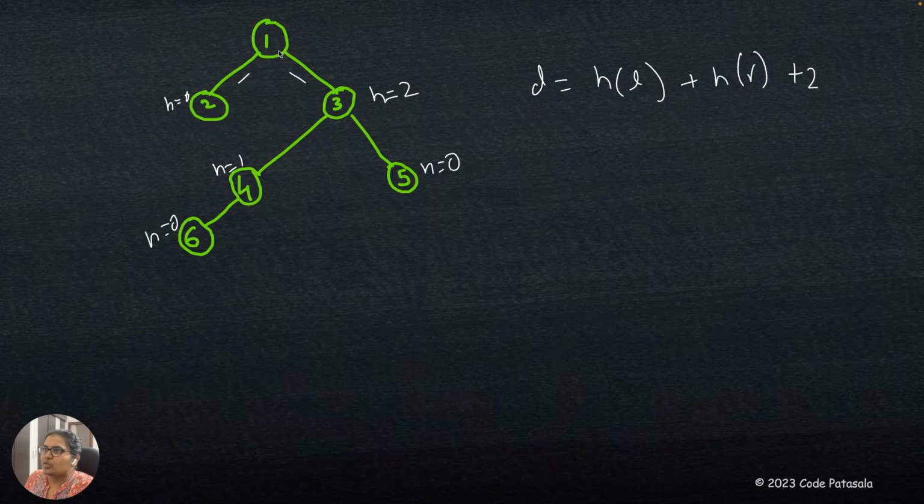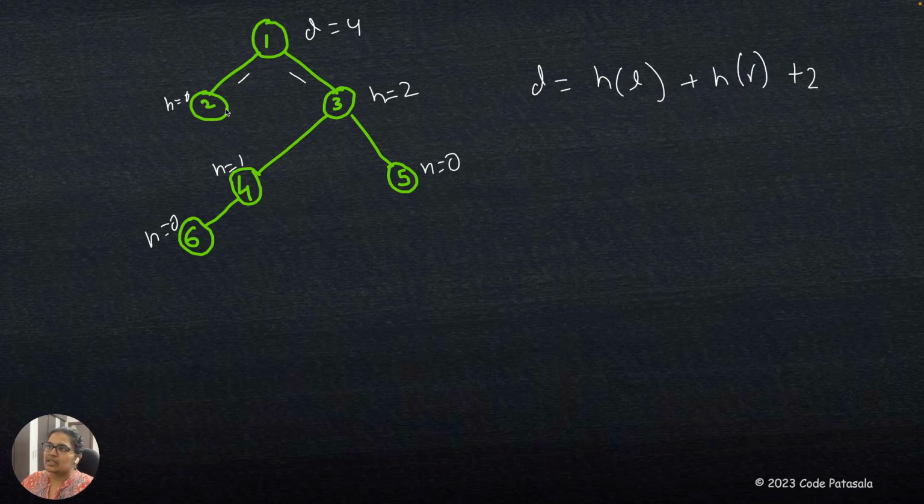So the diameter at the root would be the height of left plus the height of right plus 2, which is 0 plus 2 plus 2. So the diameter would be 4. 1, 2, 3, 4. Okay, so the diameter is 4 and that is the correct answer. So this need not always work. This worked in this case because the maximum path is passing through the root.